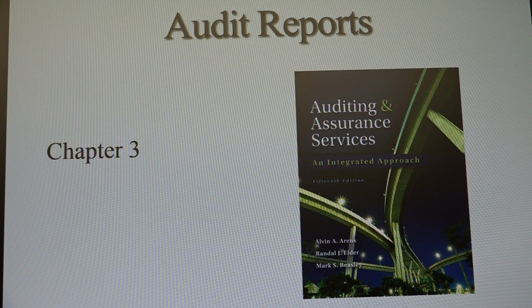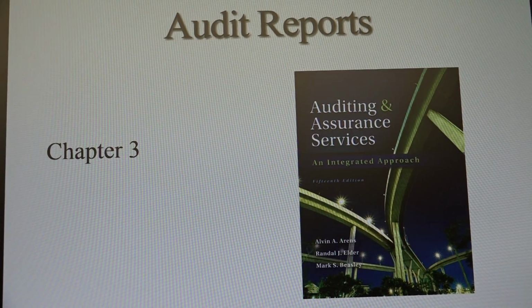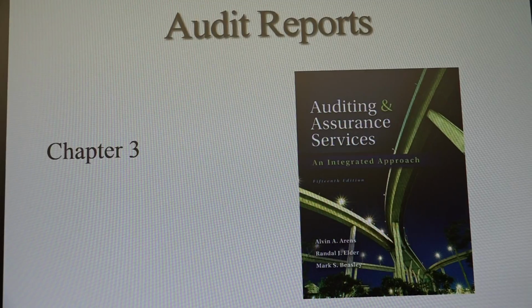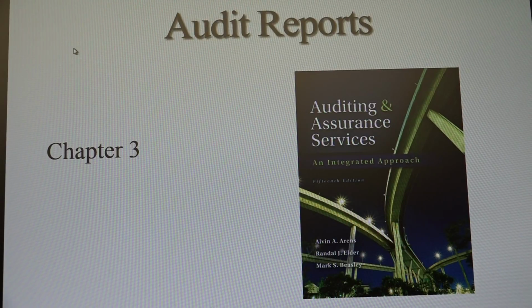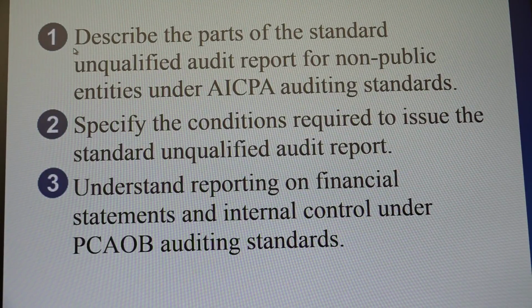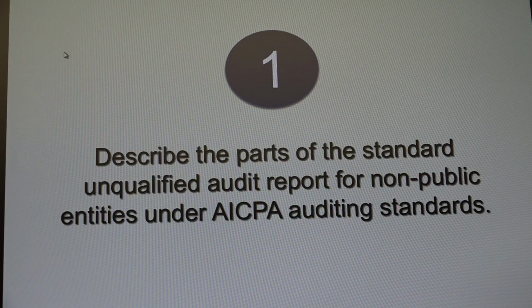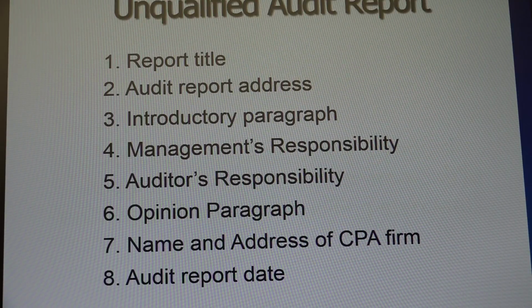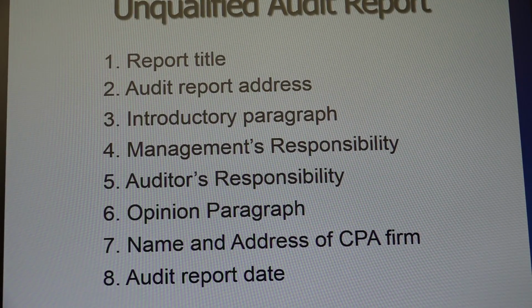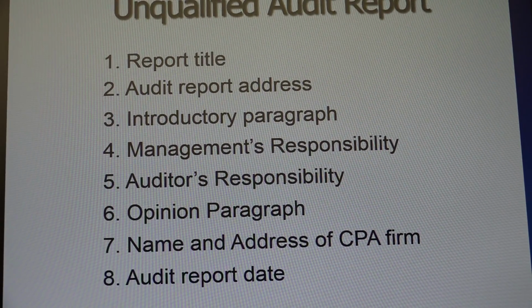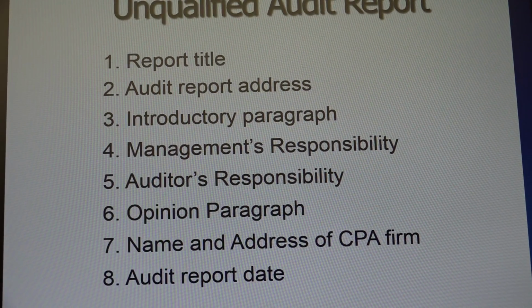All right, Chapter 3, Audit Reports. Here, there are essentially 4 different types of reports that an auditor can issue when they have been hired to audit a particular company. The first of those is what's called the Standard Unqualified Audit Report. In the industry, it's simply called a clean opinion, and it has 8 distinct parts.